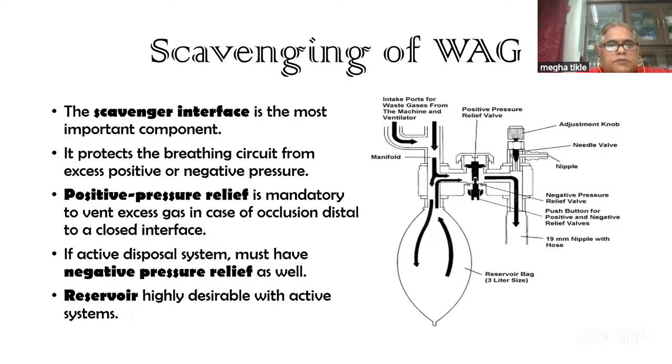Now, the scavenger interface is the most important component in this, and it protects the breathing circuit from either excessive positive or negative pressure. The positive pressure relief is mandatory to vent excess gas in case of occlusion on the distal end of the closed interface, and this is more important to be present in both the active and the passive scavenging system. If an active disposal system is used, a negative pressure relief valve is also a must to decrease any chance of absorption of anesthetic gases into the waste anesthesia system.